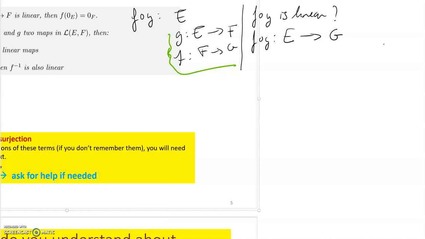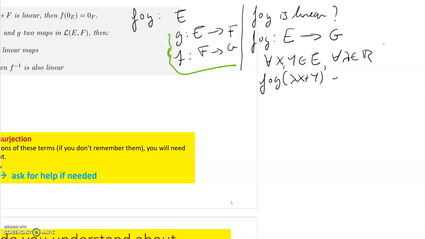So what does it mean? We want to show that for all x and y in E, for any lambda in R, I really have that the composition F with G of lambda x plus y is equal to lambda F composed with G of x plus F composed with G of y. Okay, and again, this being the question: do we have this equality, right?